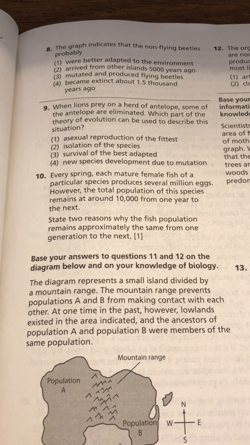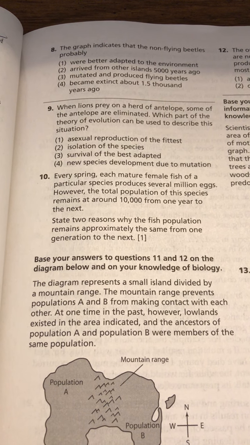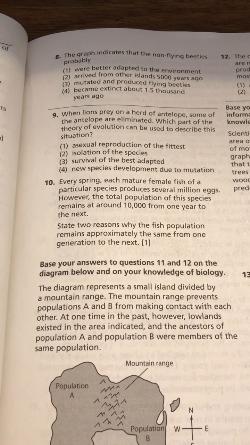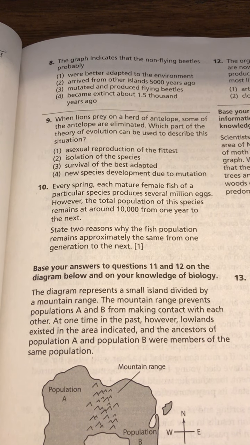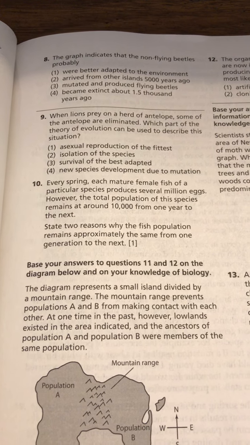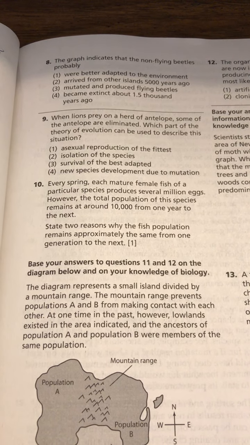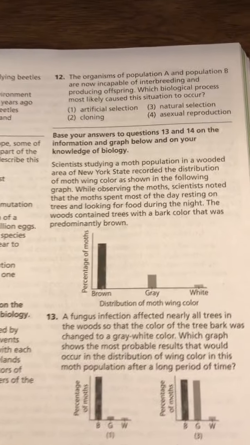Number 10. Every spring, each mature female fish of a particular species produces several million eggs. However, the total population of this species remains at around 10,000 from one year to the next. State 2 reasons why the fish population remains approximately the same from one generation to the next.